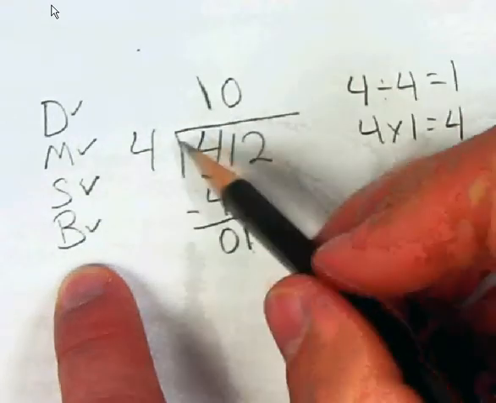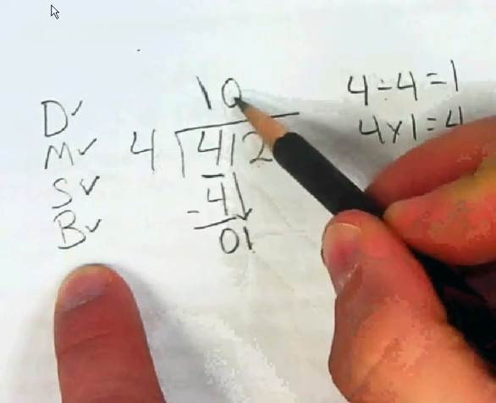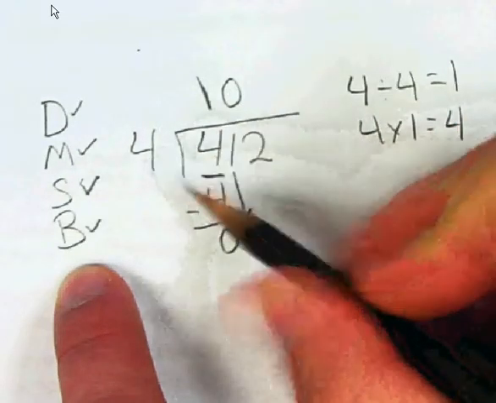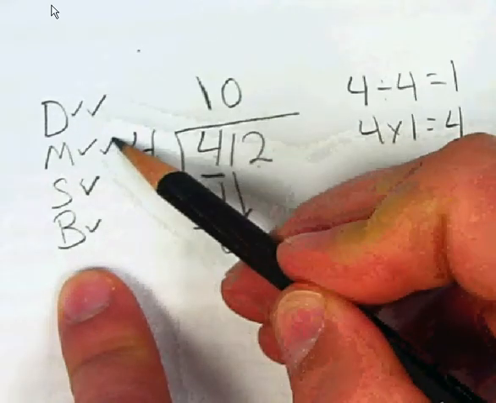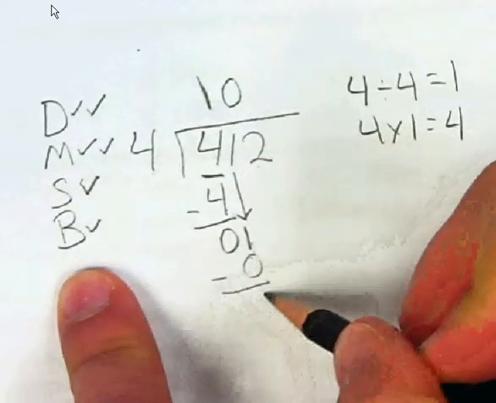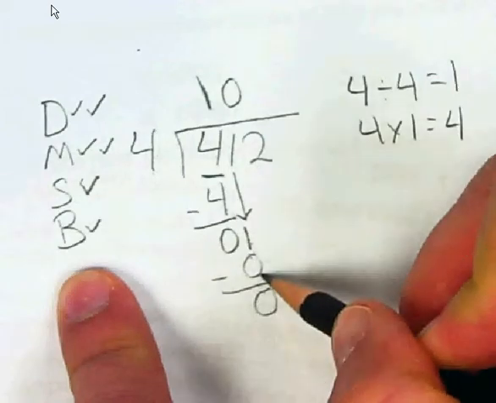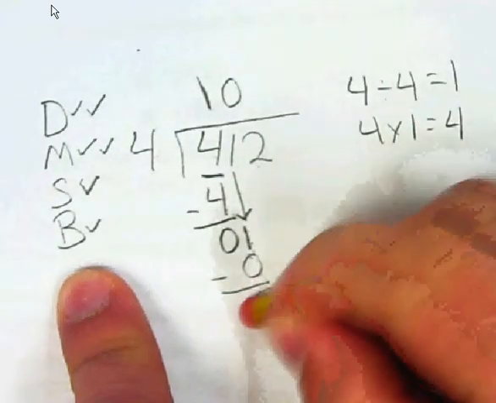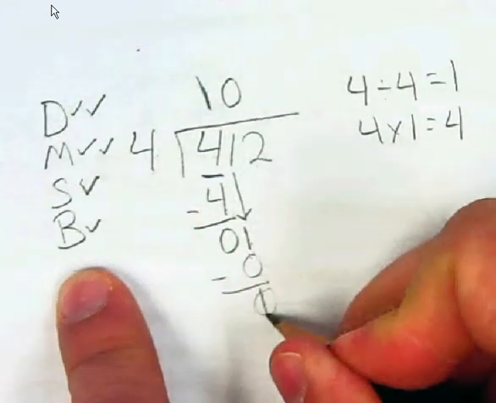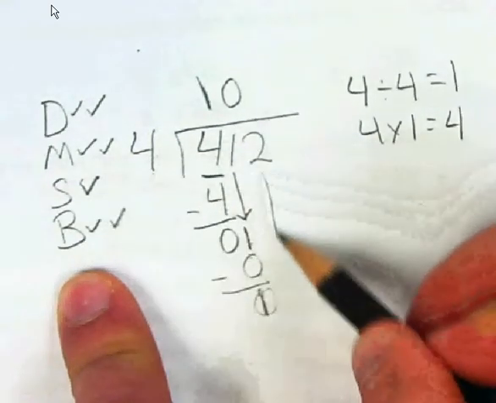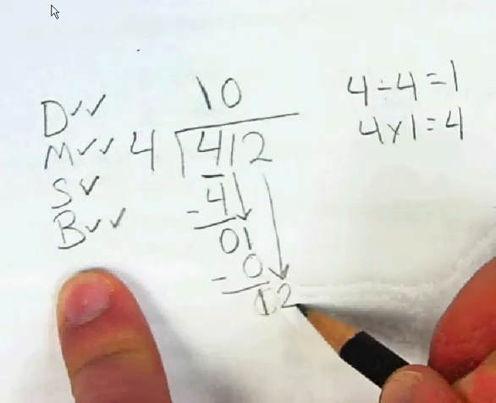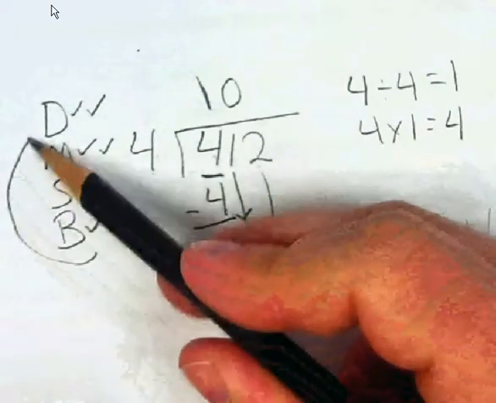Okay, so 4 goes into 1 0 times. So 0 times 4 is 0. We're going through the steps again. We divided, we multiplied. We're going to subtract again. 1 take away 0 is, oh, I wrote the wrong thing down. 1 take away 0 is 1. And then we bring down again. So bring that 2 down. Then we start over again.